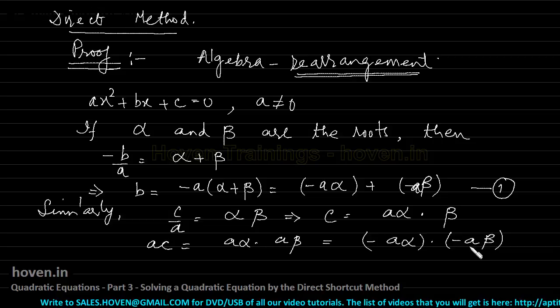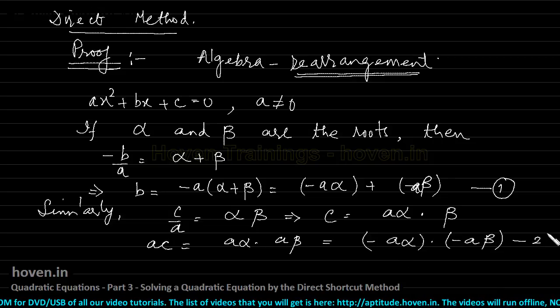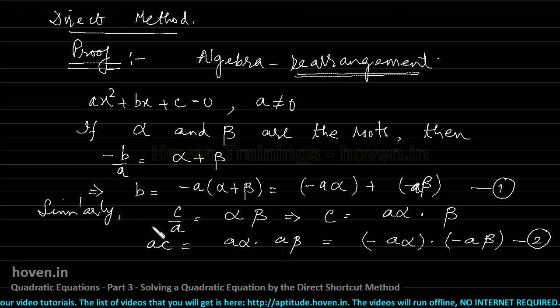Minus A alpha times minus A beta will ultimately be plus. This is all about smart arrangement. This is equation 2. Let me take these equations to the next page. B is equal to minus A alpha plus minus A beta, and AC is equal to this. I'll take these to the next page.